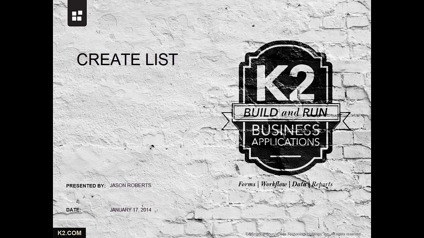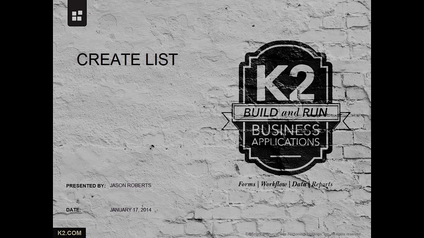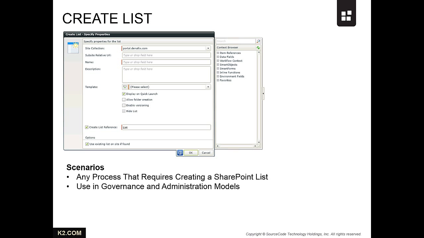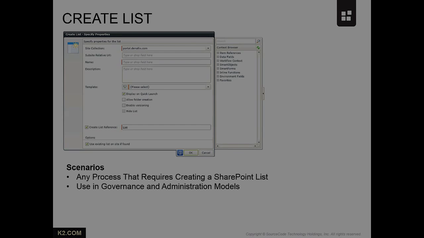This demonstration will show you how to use the Create List step to create a SharePoint list automatically within a K2 workflow. You can use this workflow step in any business process that requires creating a list within a site collection in your SharePoint environment. It's also a very helpful workflow step to use if you have automated governance or administration models applied to your SharePoint architecture. To show this, let's take a look at a workflow that demonstrates this capability.